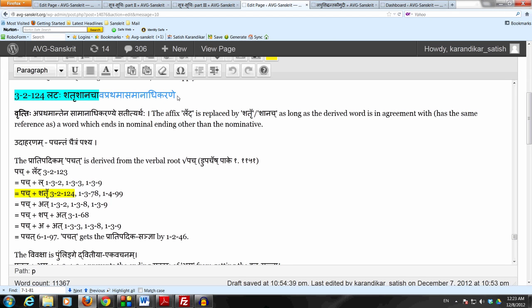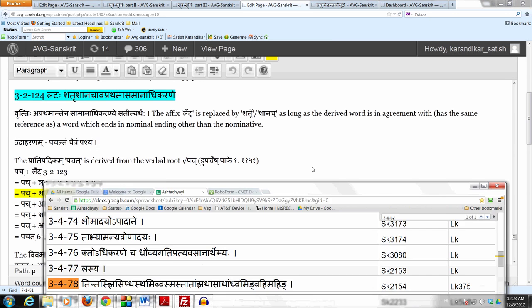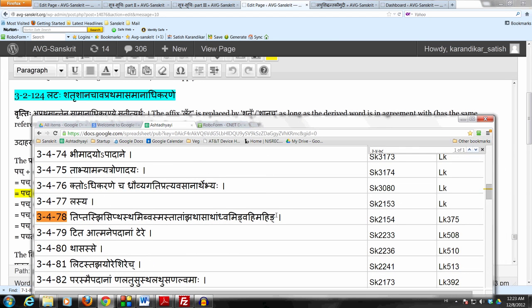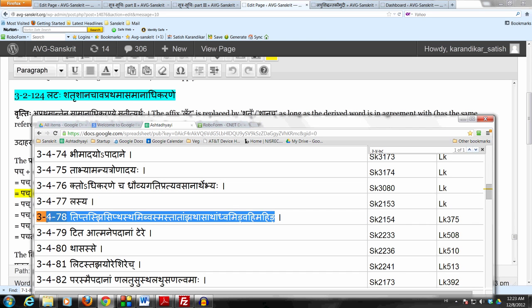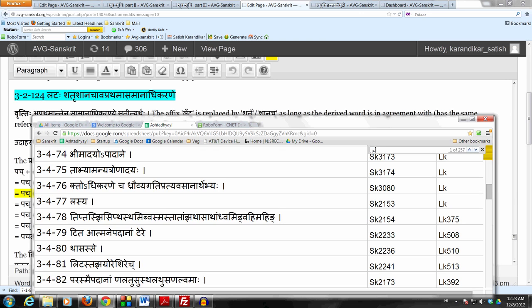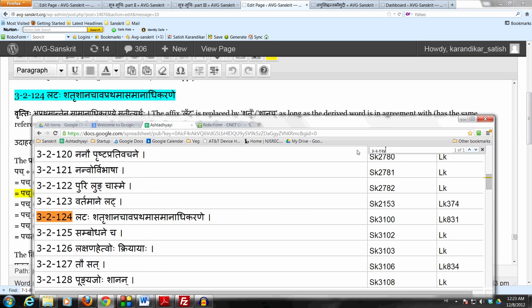So in that case, the lat will only have to be replaced by the tip, tas, jhi, etc. We cannot use this shatru or shanach in place of lat if the derived form has the same reference point, is pointing to the same person or thing which is being pointed to by a noun ending in a nominative case. So that is the condition here. Let's take a quick example.